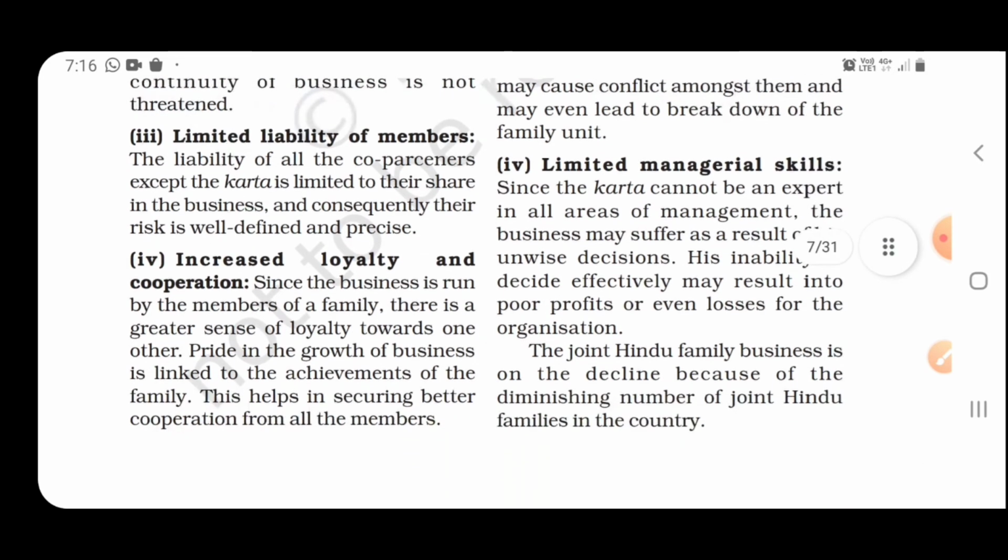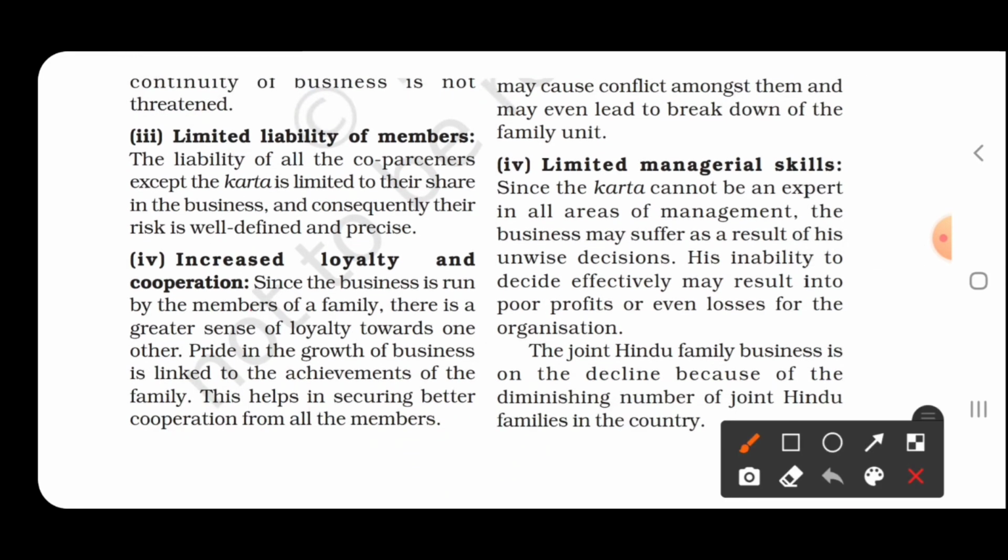Next is increased loyalty and cooperation. Since the business is run by members of the family, there is a greater sense of loyalty towards one another. Pride in the growth of the business is linked to the achievement of the family. Since they are from one family, there is cooperation, because it is not a single person. In the case of sole proprietorship, we said that only a single person is doing it, so it is difficult. But here it is family members, so there can be increased loyalty and cooperation.